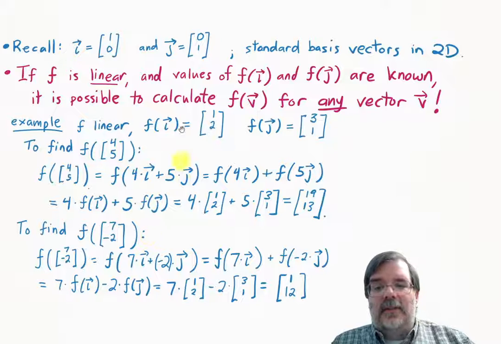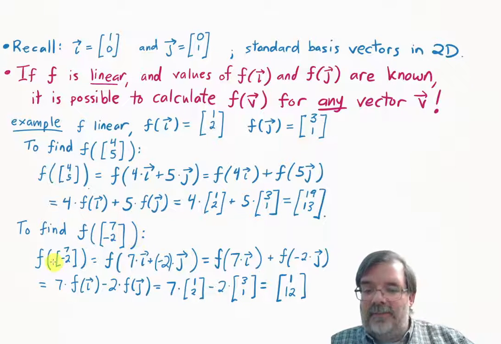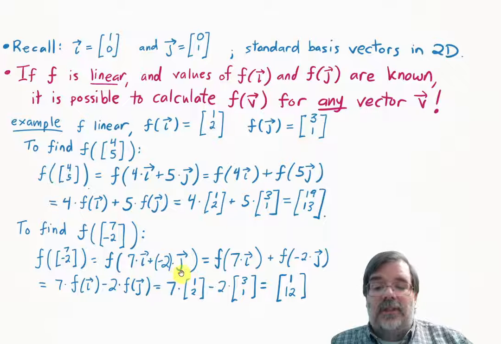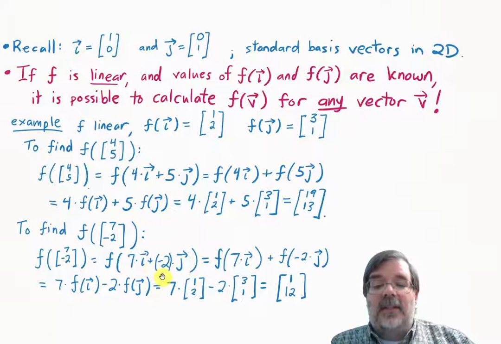As another example, same function f, and we know that f is linear. f of i is (1, 2), and f of j is (3, 1). Let's say we want to calculate f of (7, -2). It's always exactly the same process. Take the vector (7, -2), write that as a combination of the vectors i and j. So in this case, it's 7 times i plus -2 times j.